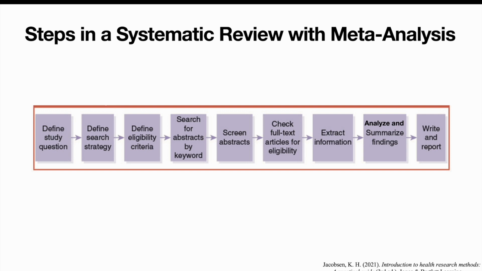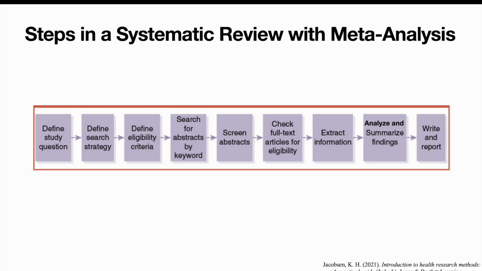And when you're writing a systematic review with a meta-analysis, there are some very defined steps that you need to take. The first thing, whenever you're doing any sort of research question, is to define your study question. When we're looking at systematic reviews, you have to define your search strategy. This is before you start searching. You also have to define the eligibility criteria. Which articles are you going to include in your systematic review? Which are you not going to review, and why?